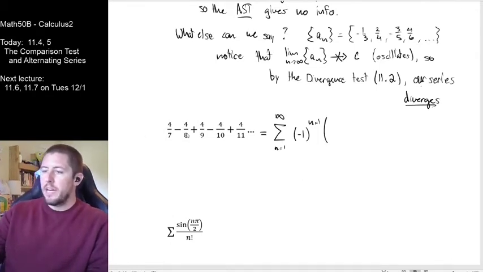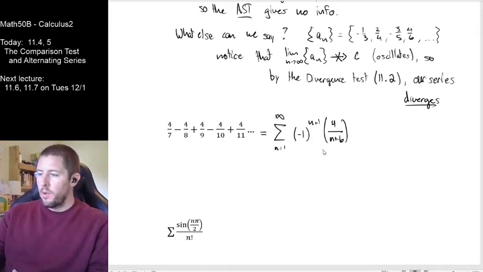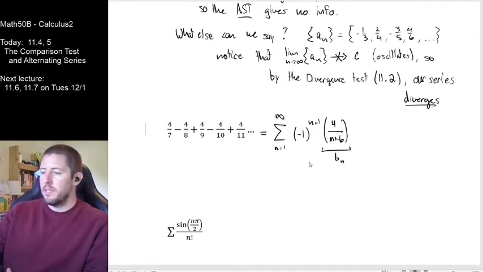What are our terms actually here? Well, it looks like all the numerators are just straight up 4. All the denominators grow linearly by 1, but they start at 7. So I'm thinking that this should be like n plus 6, because when I plug in 1, I want to get 7, 2, I want to get 8, 3, I want to get 9. So 4 over n plus 6. So again, I've identified what my b sub n, my magnitude of each of the terms is going to be.